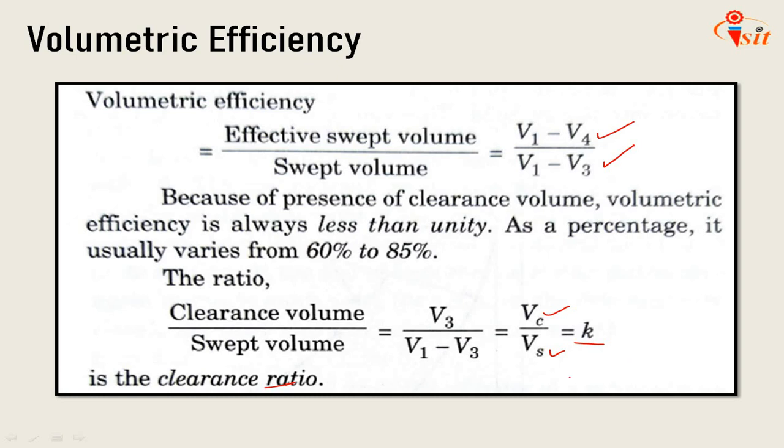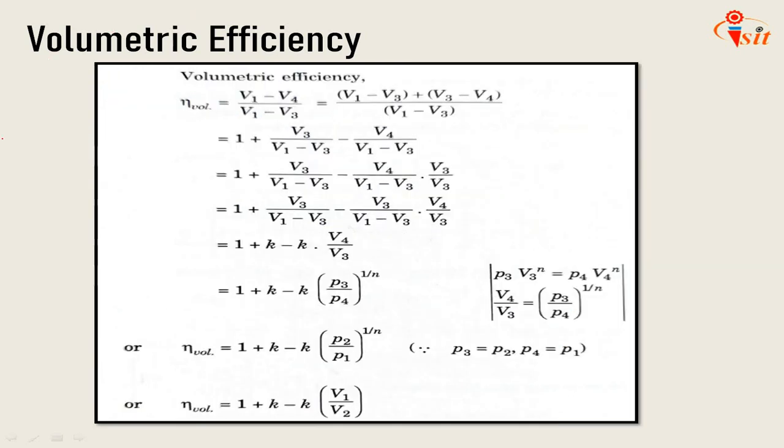The cylinder size and stroke being fixed, that is V1 minus V4, the effective swept volume will reduce as the pressure ratio increases, and thus volumetric efficiency reduces. So volumetric efficiency will be V1 minus V4 divided by V1 minus V3.